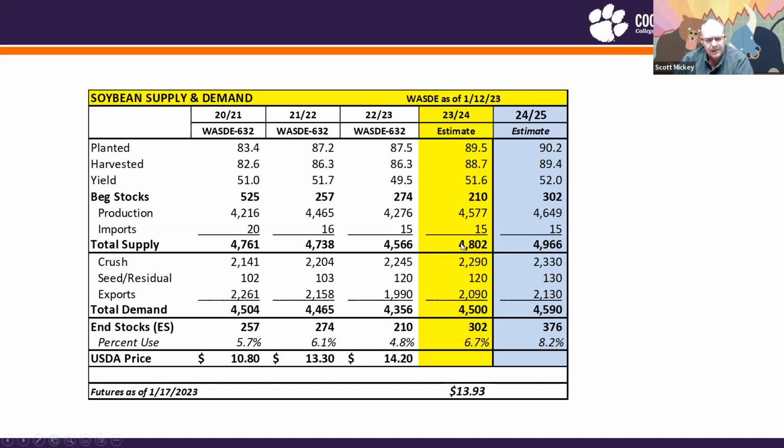But at the end of the day, when you look at the difference in expected supply and total demand, we see an increase in our ending stocks of nearly 100 million bushels, from 210 to 302. That would take our percent use from under 5% to just under 7%. That sounds tight, but we have to keep in mind that Brazil has a record crop in the ground right now. And if that's realized, that could put pressure on US prices and certainly impact our export possibilities.